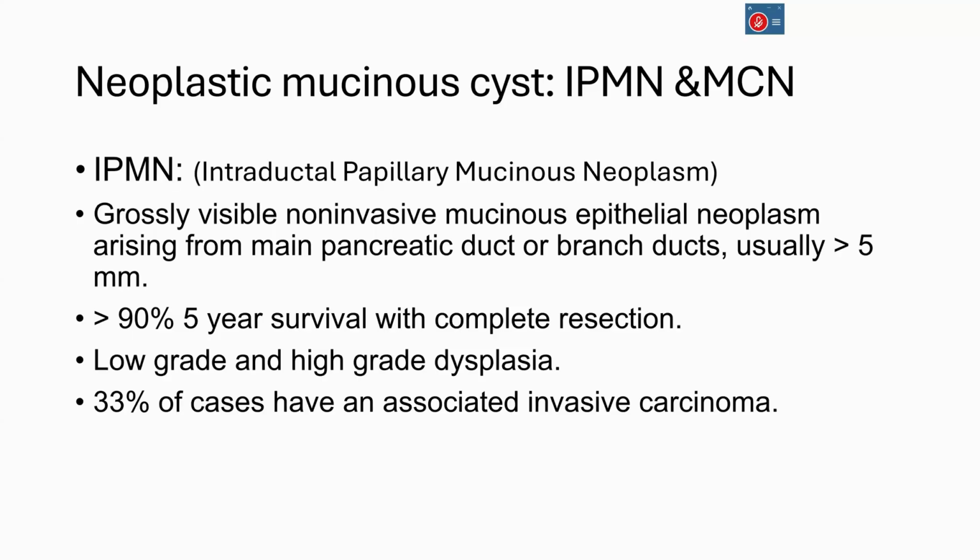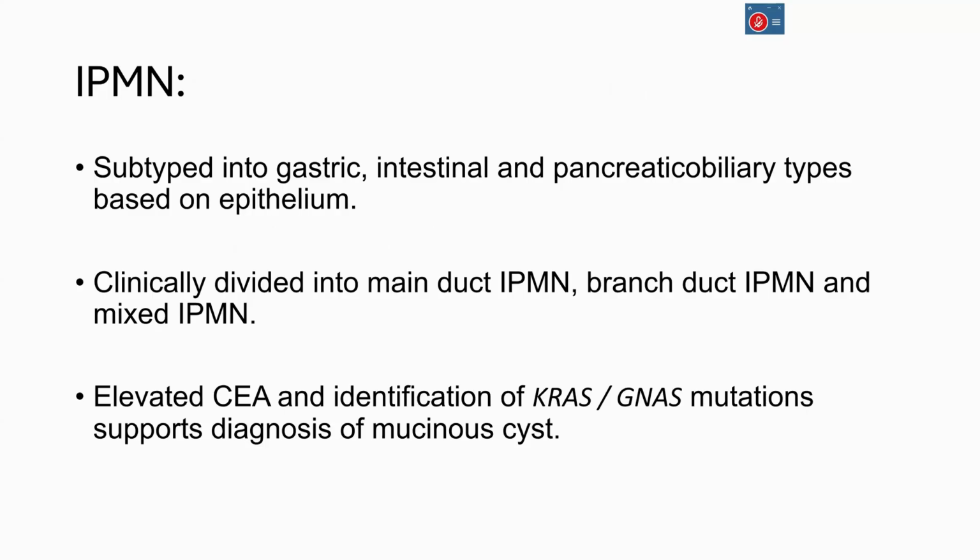also sitting with IPMN. IPMNs are grossly visible, non-invasive mucinous epithelial precursor lesions, basically. But the chance of invasive carcinoma arising from IPMN is significantly higher. You can have low-grade dysplasia in it or high-grade dysplasia. As I mentioned, 33% of cases can have invasive carcinoma, and they arise from IPMN or are associated with IPMN. There are some morphological subtypes of IPMN. You can have gastric, intestinal, or pancreatobiliary phenotype. I think the oncocytic type is now a separate entity.